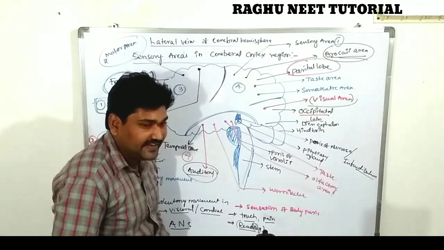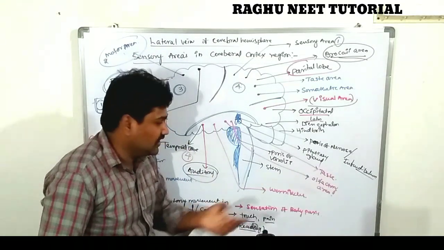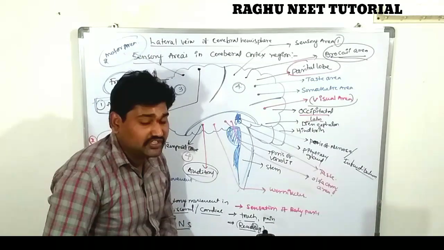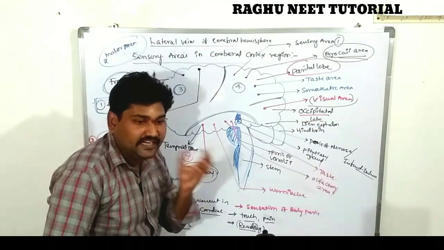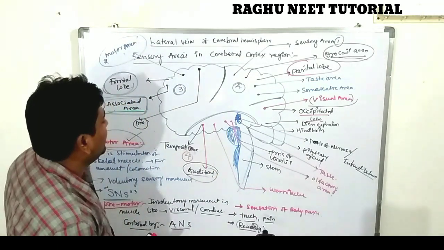The next one is the olfactory area. The olfactory areas are one pair. They are located below the cerebral region. It is useful for the identification of smells. So this is known as the sensory area of the cortex region.